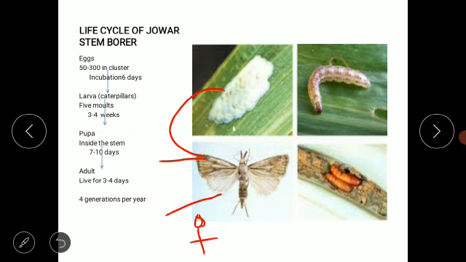Now here what happened, see, the female laid about 50 to 300 eggs in a cluster, and they are arranged in two rows under the surface of leaves.